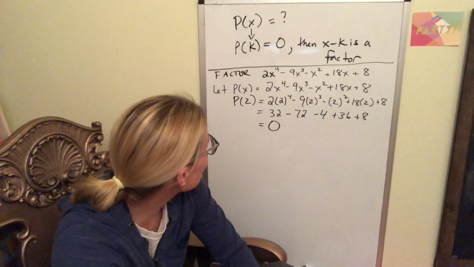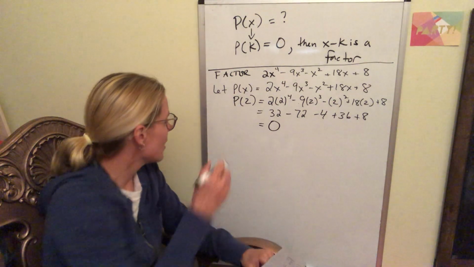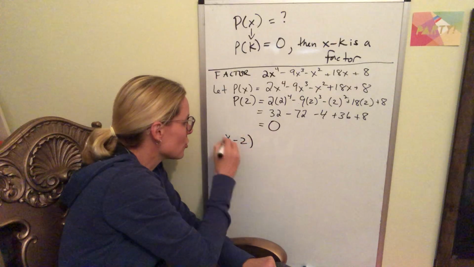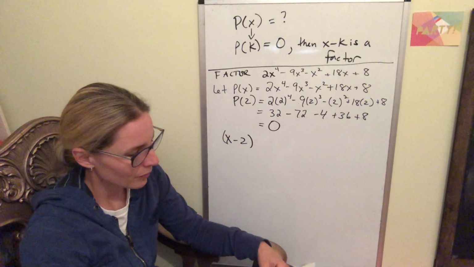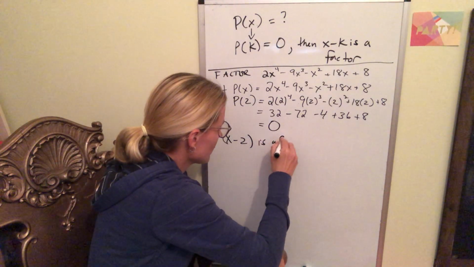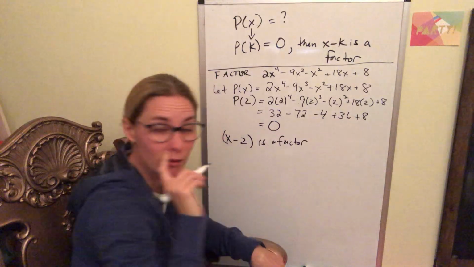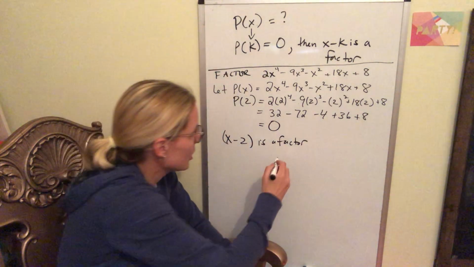Okay, so when we sub in 2, we get an answer of 0. So we now know that x minus 2 is a factor. We know that it is a factor. Okay, so we can put 2 into our synthetic division and try to find more factors. We know this will produce a remainder of 0, so that's why we want to put it in.